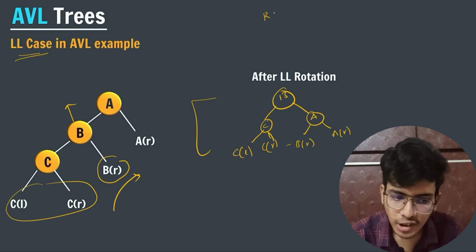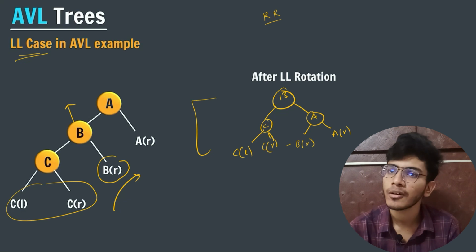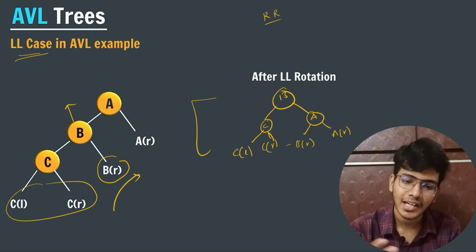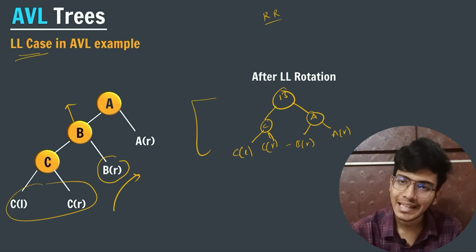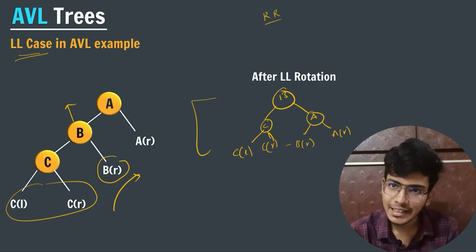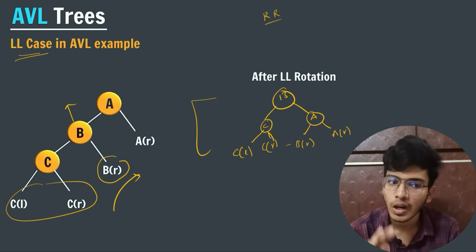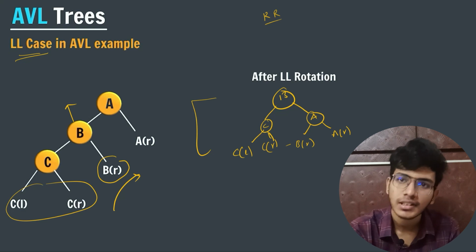Now I want you guys to perform the RR case on your own. RR case is quite opposite to the LL case. Whatever values you are getting, you will get them in reverse order. That's all. I want you to perform the RR case for this tree.